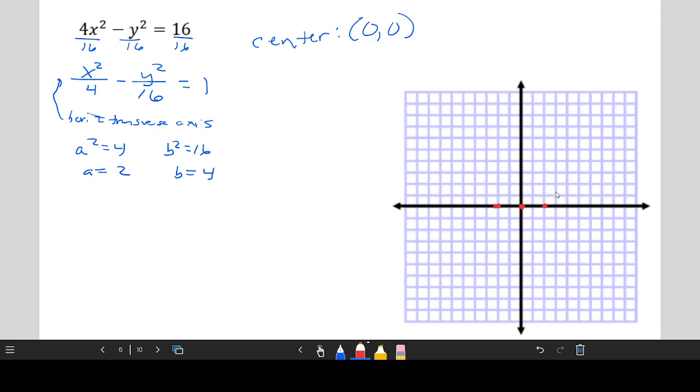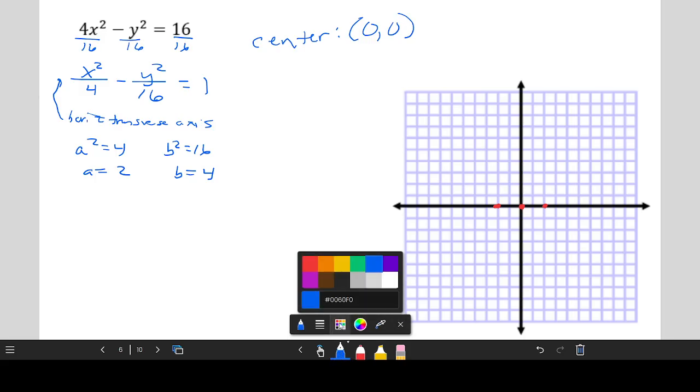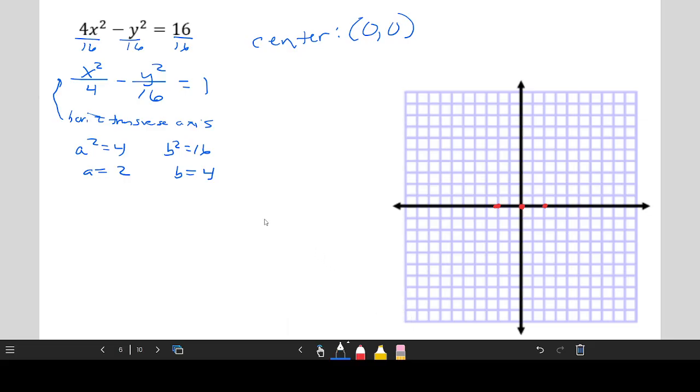Before we draw in the branches though, we know they're going to open left and right, but we also know that they're going to approach a pair of asymptotes. So let's draw in the asymptotes. This distance b is 4, so if we go up 4 units from the center and down 4 units from the center, that tells us where the top and the bottom of the rectangle are going to be. So I'm going to draw in the rectangle with dashed lines here just to show it's not part of our graph. And the width of the rectangle, we know it's going to go out to the vertex that we plotted in each direction.